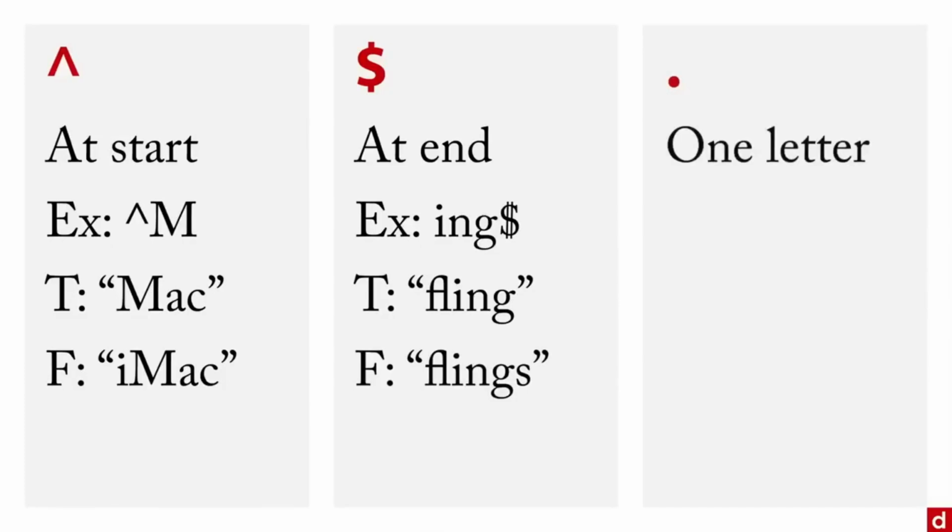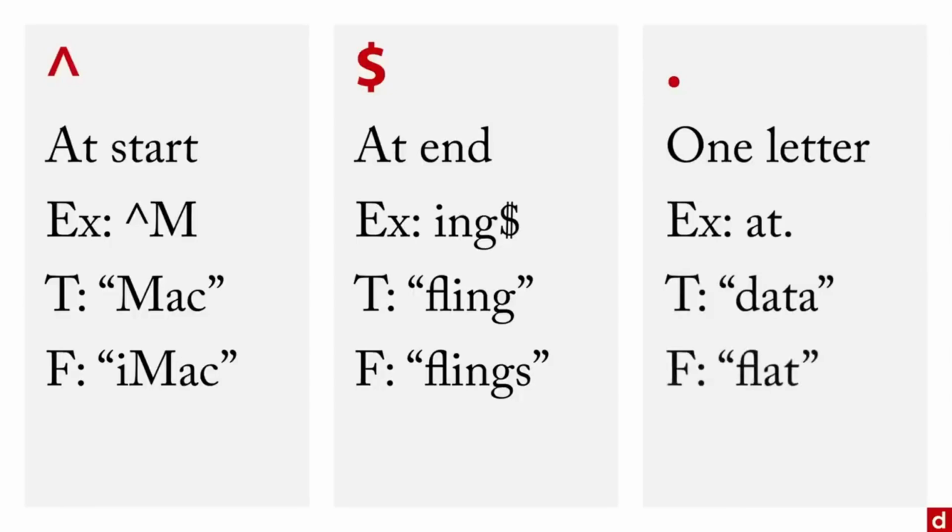So for example, you can write AT period, and that will find data because it has an A, a T, and then one letter after it. But it won't find flat because flat doesn't have anything after the AT. And so these are extremely simple examples of how it can work. Obviously it gets more complicated, and the real power is when you start combining these bits and elements.